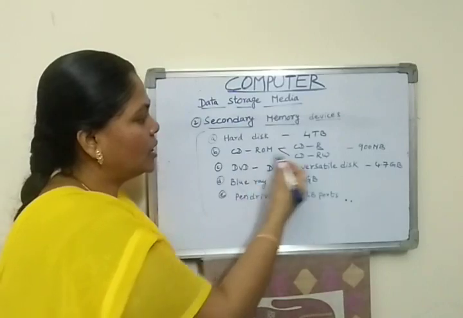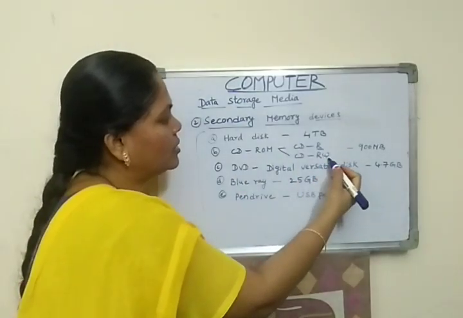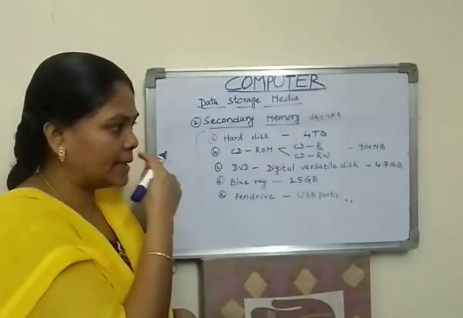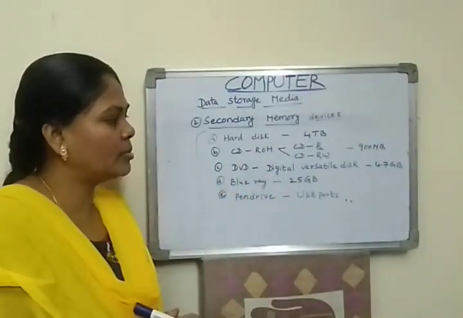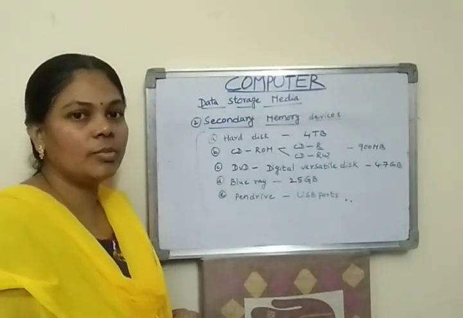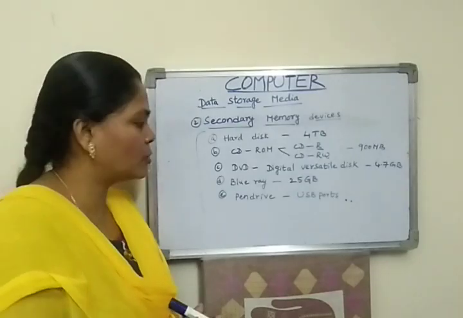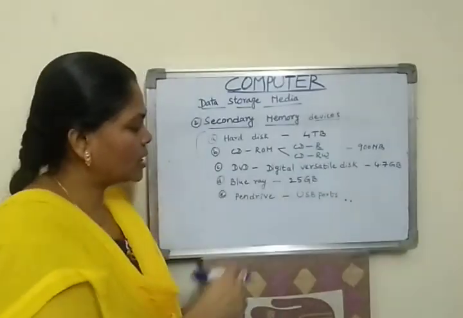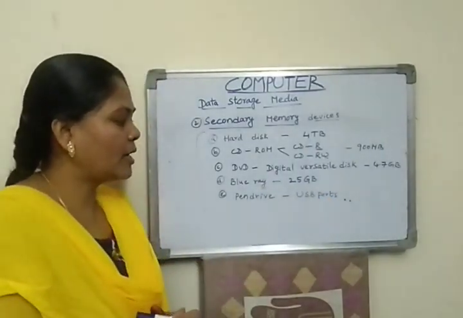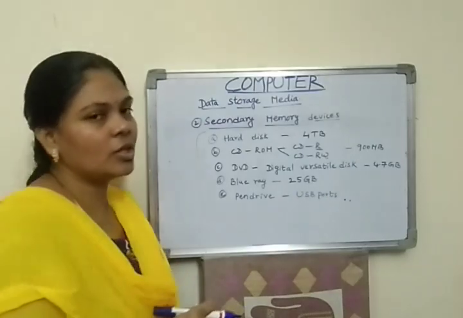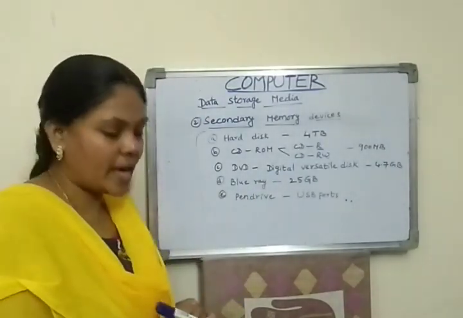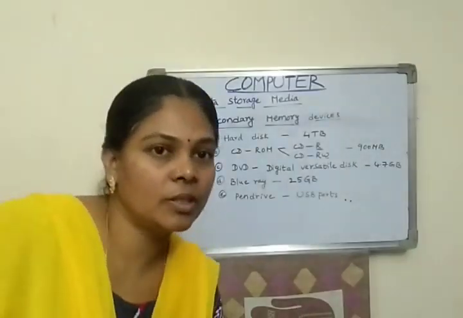CD-ROM. CDs you can record, or read and write. DVD, digital versatile disk, can store up to 4.7 GB. You can store movies, songs, and any particular information you need. Blu-ray is also like the CD disk, and it stores up to 25 GB. Pen drive: using your system's USB ports, you can connect this pen drive to the system and access the data and copy the data.